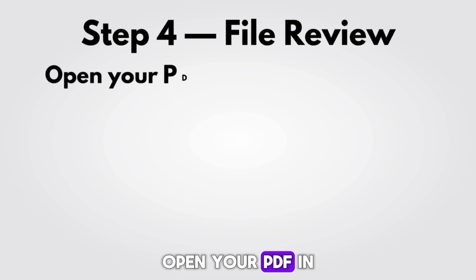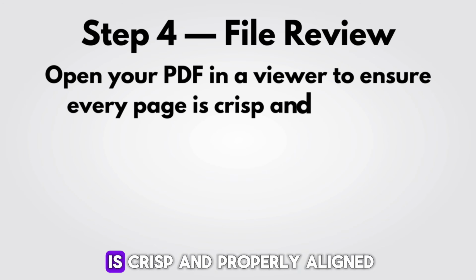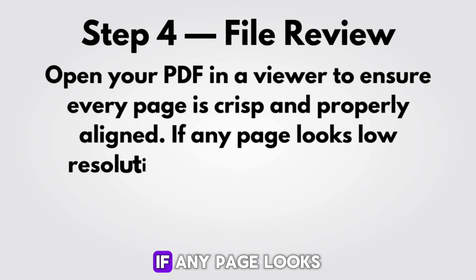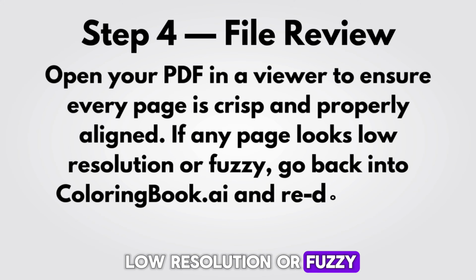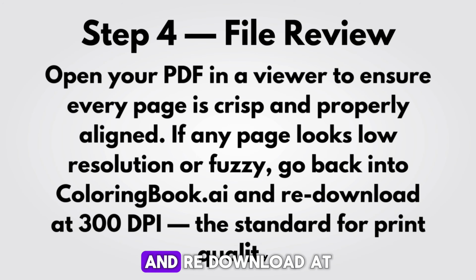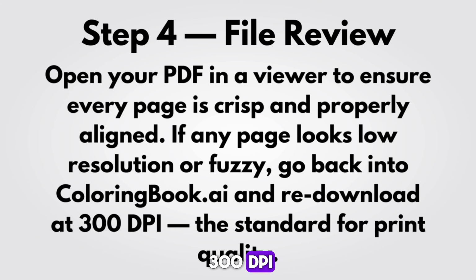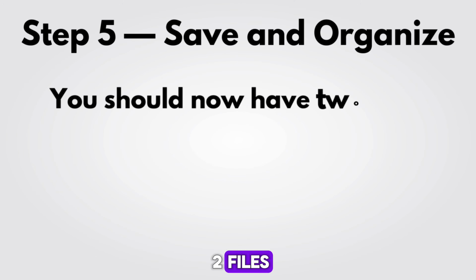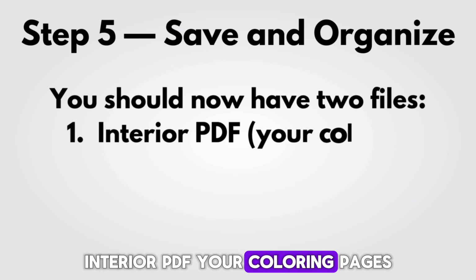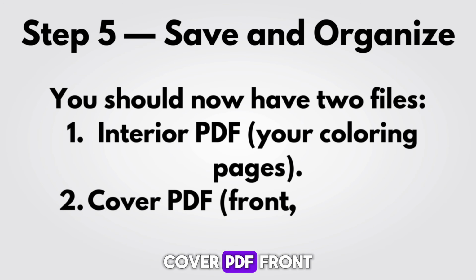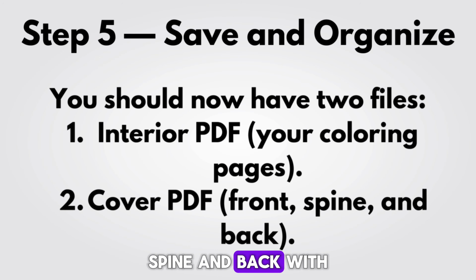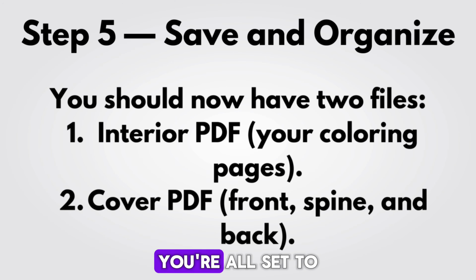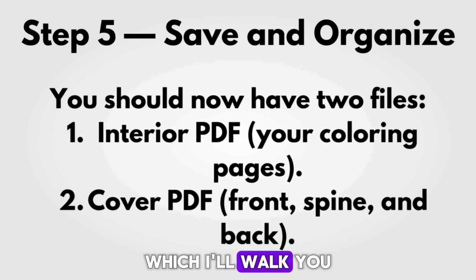Step 4. File review. Open your PDF in a viewer to ensure every page is crisp and properly aligned. If any page looks low resolution or fuzzy, go back into coloringbook.ai and re-download at 300 dpi, the standard for print quality. Step 5. Save and organize. You should now have 2 files: interior PDF, your coloring pages; cover PDF, front, spine, and back. With these 2 files ready, you're all set to upload to KDP, which I'll walk you through in the next section.